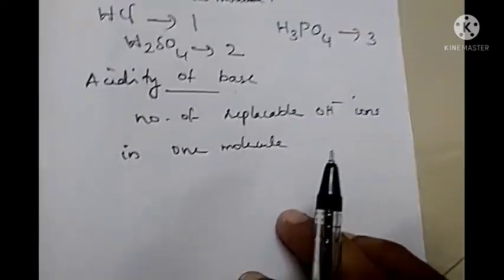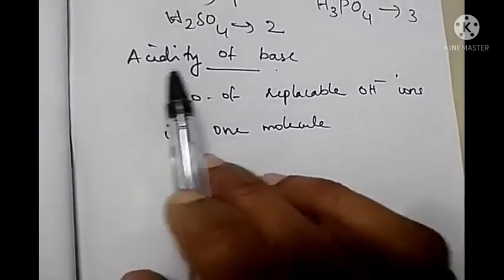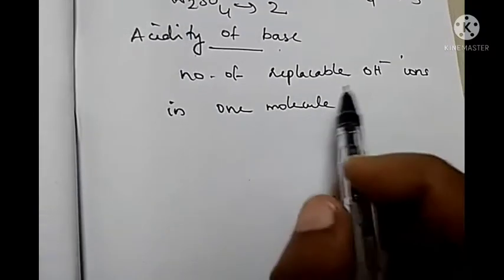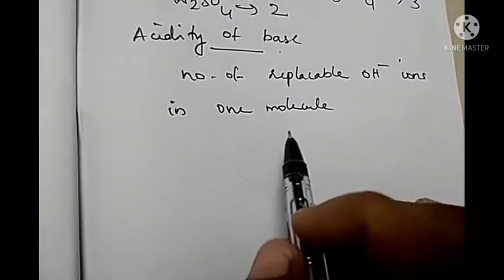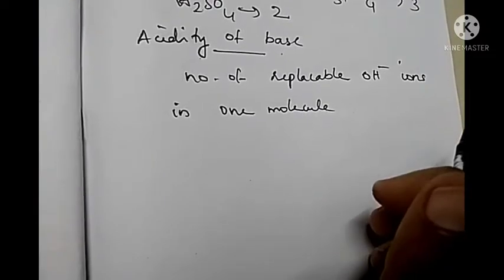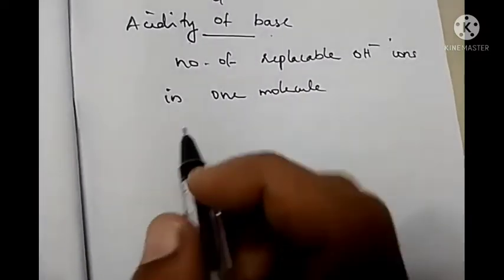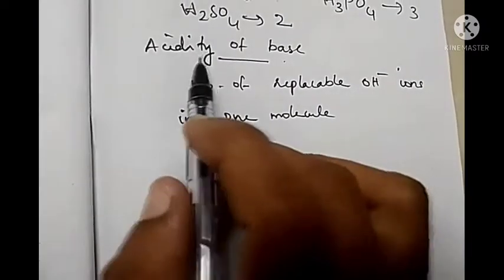Now like that, in the case of bases, we can tell its acidity. That means the number of replaceable OH minus ions present in one molecule of that base. The number of replaceable OH minus ions present in one molecule of that base is known as its acidity.